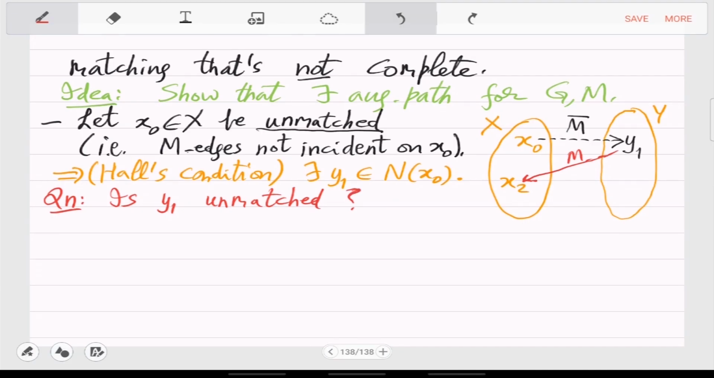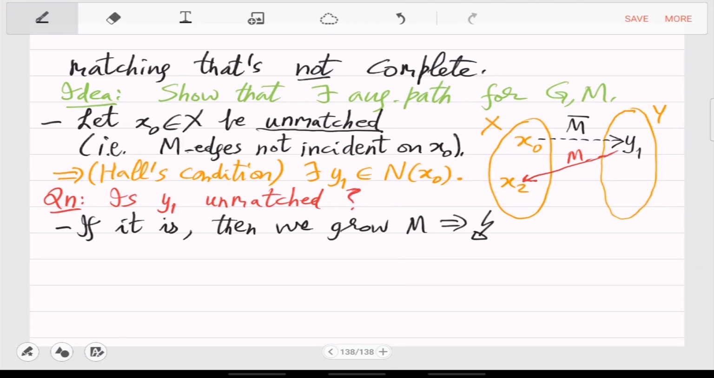So if it is unmatched, then we grow M, which is a contradiction. Right? So which means that y1 is actually matched. So since it is matched, the matching will take you to x2 now. What next?